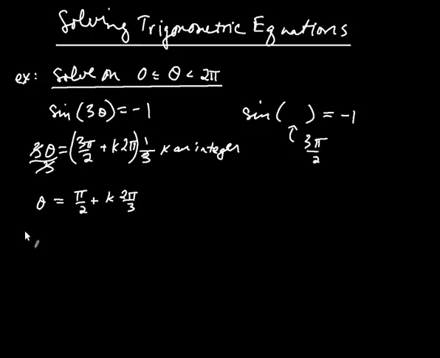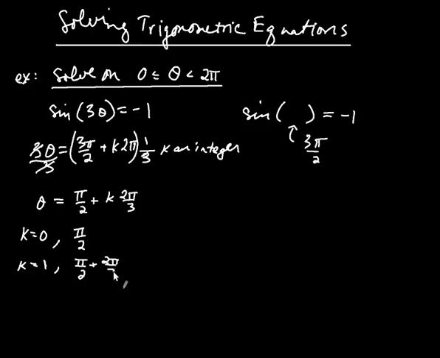So what are some possible choices? Well, k could be 0, and if k is 0, then 0 times 2 pi over 3 leaves you with theta equal to pi over 2. Now, does that work? Sure, because pi over 2 is between 0 and 2 pi. So try another k. Let's try k equal to 1. Now remember, k has to be an integer. When k is 1, you get theta is pi over 2 plus 1 times 2 pi over 3, which is just 2 pi over 3.